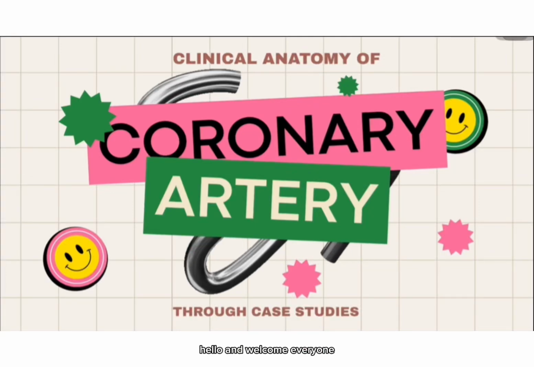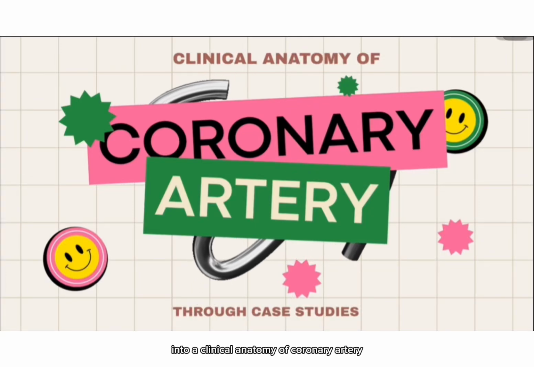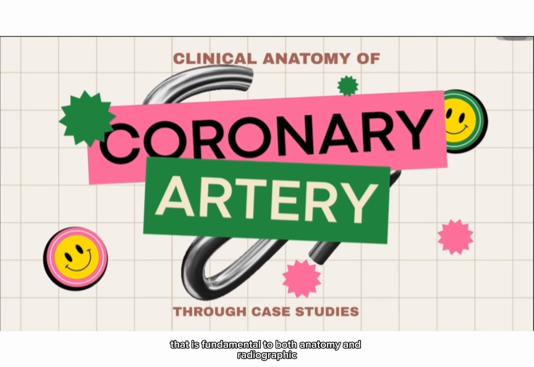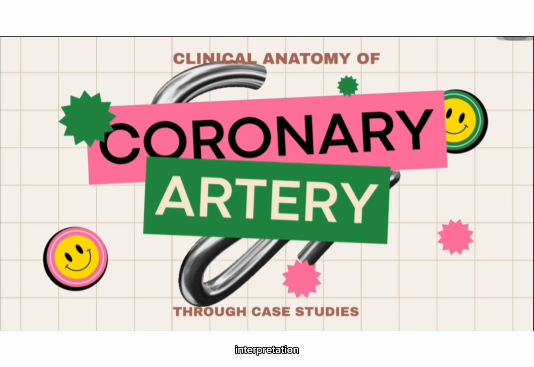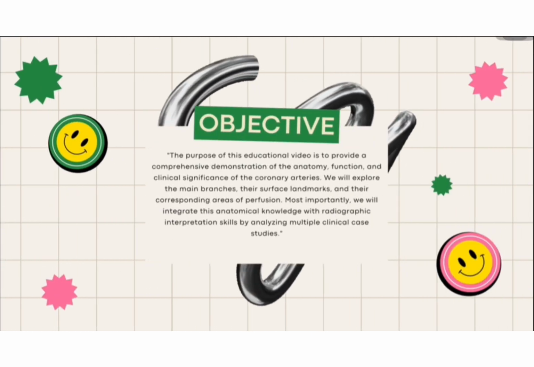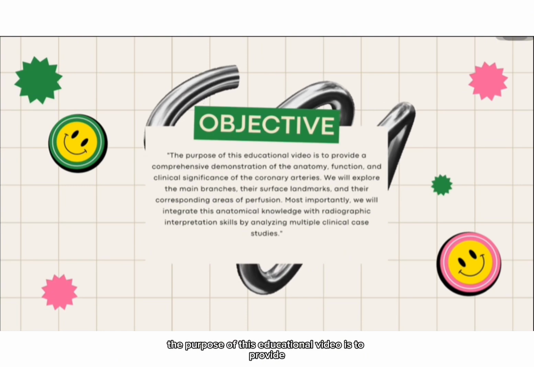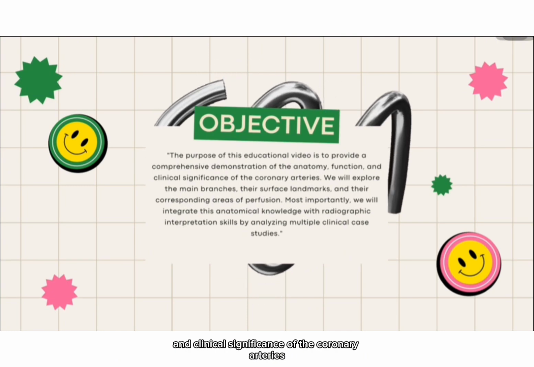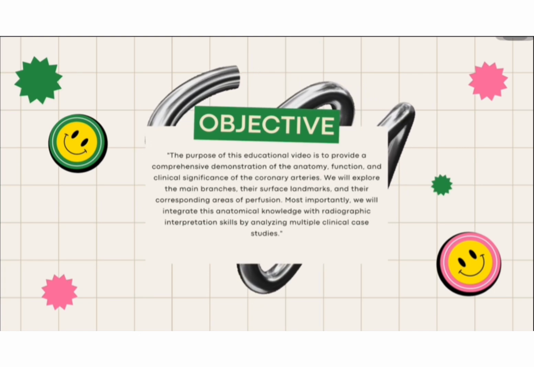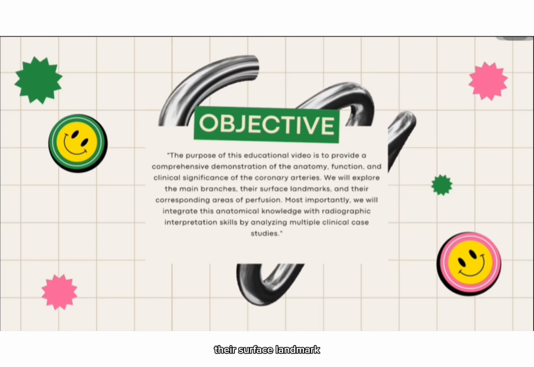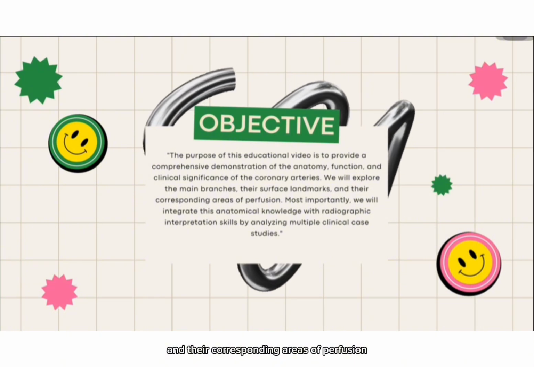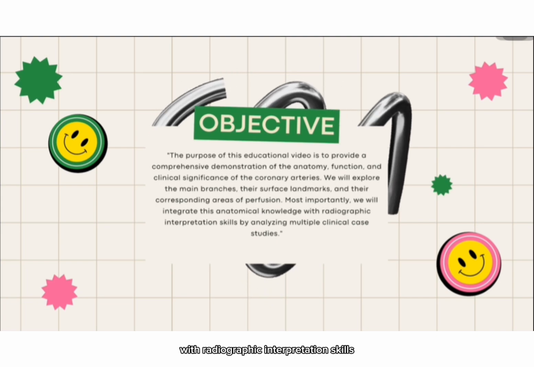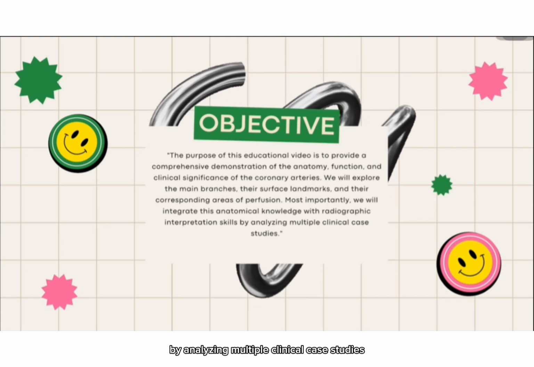Hello and welcome everyone. We are about to begin our deep dive into the clinical anatomy of the coronary artery through a case study, which is a topic that is fundamental to both anatomy and radiographic interpretation. The purpose of this educational video is to provide a comprehensive demonstration of the anatomy, function, and clinical significance of the coronary arteries. We will explore the main branches, their surface landmarks, and their corresponding areas of perfusion. Most importantly, we will integrate this anatomical knowledge with radiographic interpretation skills by analyzing multiple clinical case studies.